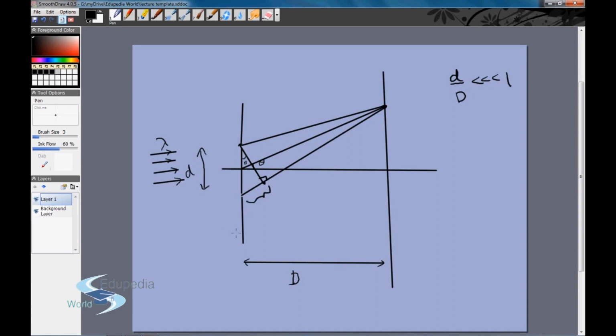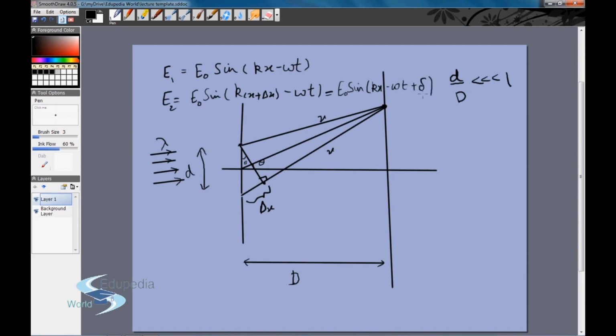this distance. And let's assume that the light is actually made up of waves of electromagnetic field. So let's say the electric field E1 is equal to E0 sin(kx minus omega t). So at this point, if this total distance is x, then it is sin(kx minus omega t). For the other one, E2 will be E0 sin(k times (x plus delta x) minus omega t), because if these two are x, this is delta x, and the second one travels a larger distance, x plus delta x. And we may write it as E0 sin(kx minus omega t plus delta), where delta is k delta x. So delta is the phase difference.